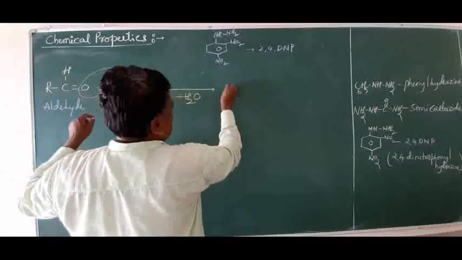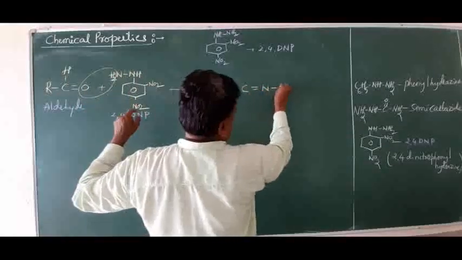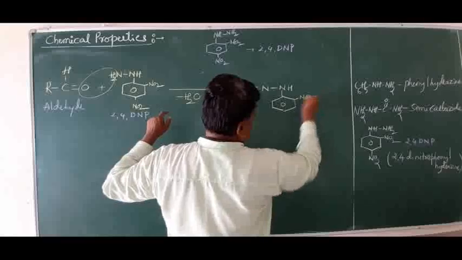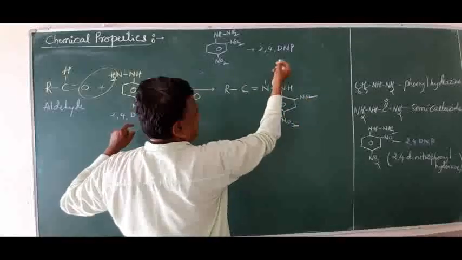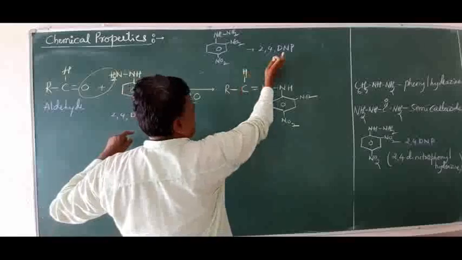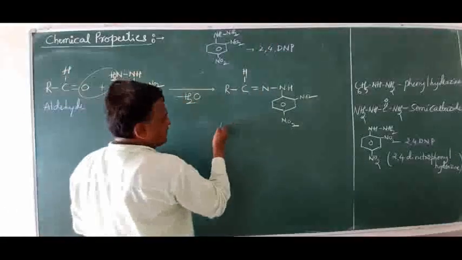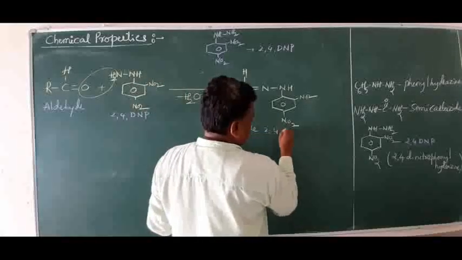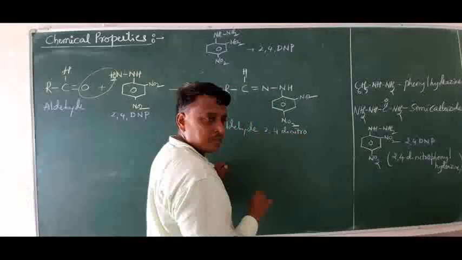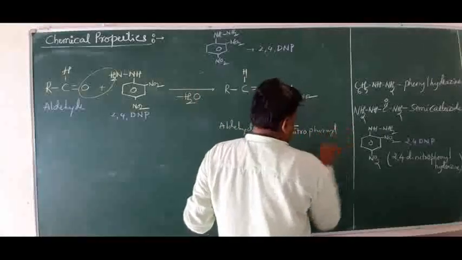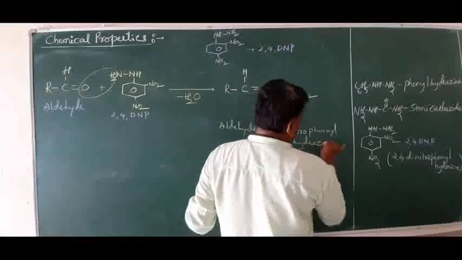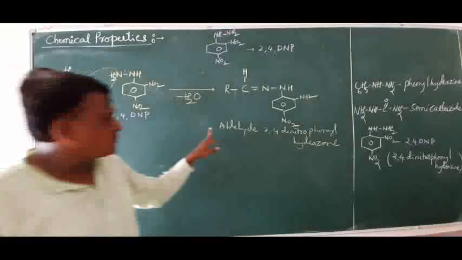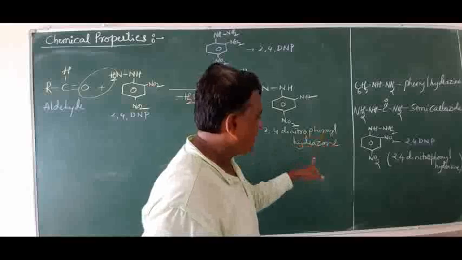This is your RC double bond N NH. This is your benzene. We mention here NO2 and here also NO2. This is your H. Yes, the name of this compound is aldehyde 2,4-dinitrophenyl hydrazone. I repeat, when aldehyde reacts with 2,4-DNP, the product formed is aldehyde 2,4-dinitrophenyl hydrazone.